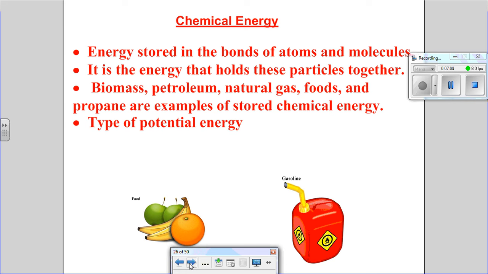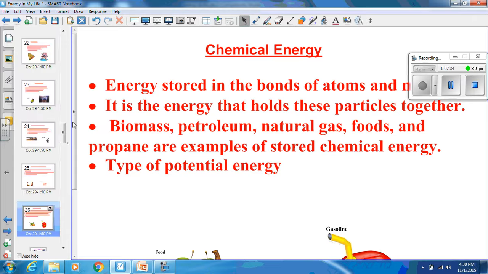Examples of chemical energy might be biomass, petroleum, natural gas, foods, and propane, which is a type of fuel, are all examples of stored chemical energy. Since this energy is stored in objects, it would be our only type of potential energy that we have talked about today. Okay, that covers all of our different forms of energy.